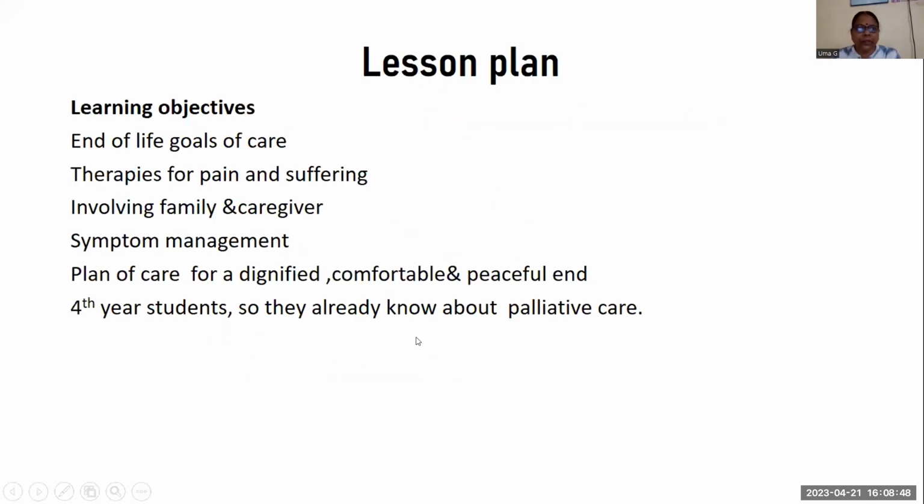The learning objectives for them will be end of life goals of care. What are the therapies for pain and suffering? We have to involve the family and the caregiver, and at the same time respect whatever the patient wants. And symptom management we have to cover. The plan of care for a dignified, comfortable and peaceful end also we have to cover here. And because the students already know about palliative care in medicine, they would have attended classes, so this topic will be taken up in 2 hours, we felt.